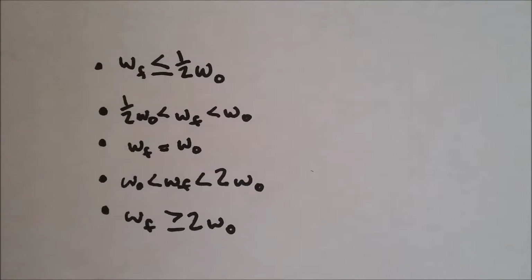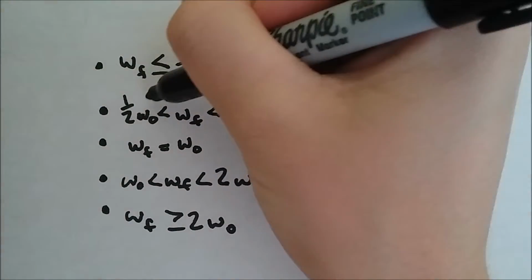Part B asks how the final angular speed of the two-disk system, omega final, compares to the initial angular speed, omega naught. It gives us 5 choices, and the answer is that 1/2 omega naught is less than omega final, which is less than omega naught.